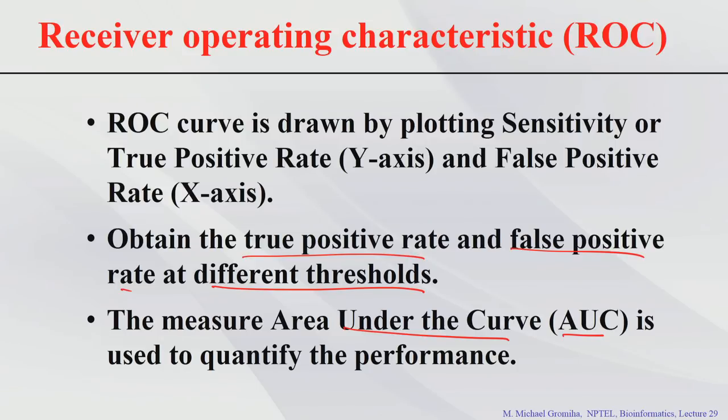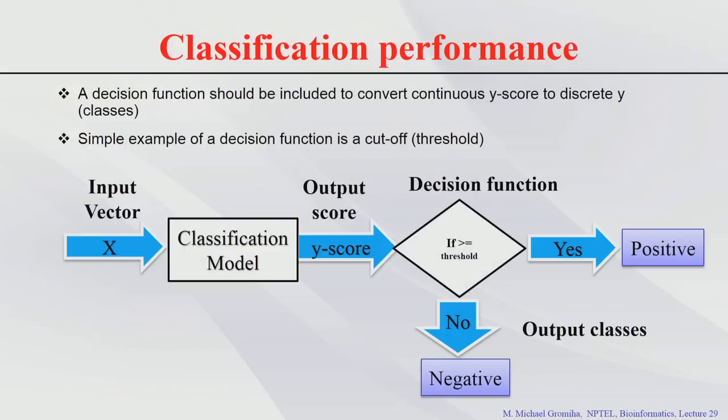I will just explain. For example, you can see this x is your input, and you run any classification model, and finally you get the output. Now you take a decision function, and if this is greater than or equal to your threshold, for example 0 or 1, then you take this yes as positive, and if it is no, then this is a negative case.